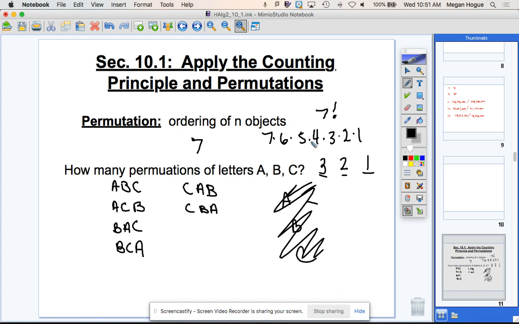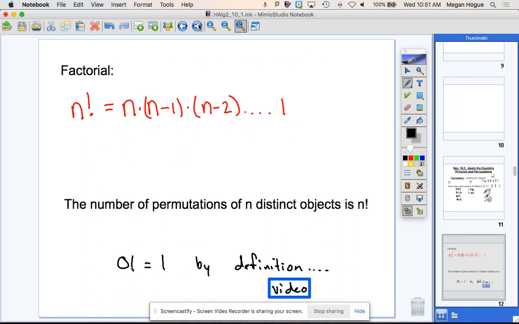So a factorial, n with an exclamation point, means to multiply n times n minus 1 times n minus 2 times n minus 3, and so on. You may want to put an example next to that. So 7 factorial, I don't know if I have this on the next slide. You may want to put 7 factorial is equal to 7 times 6 times 5 times 4 times 3 times 2 times 1.